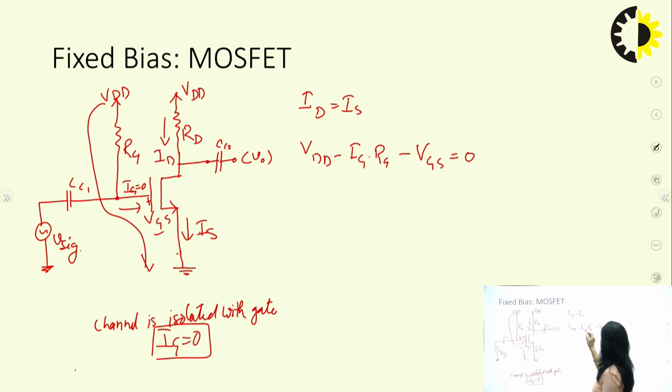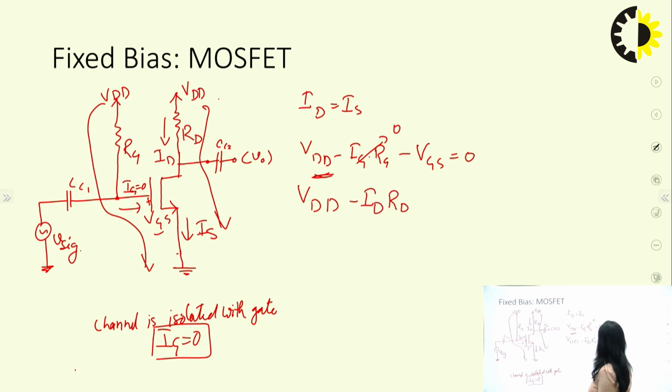So that means this term is 0, and this shows that your VDD is equal to VGS. Now you can apply the equation for the outer loop, that is VDD minus ID RD equals 0. So here we need to calculate the value of ID.